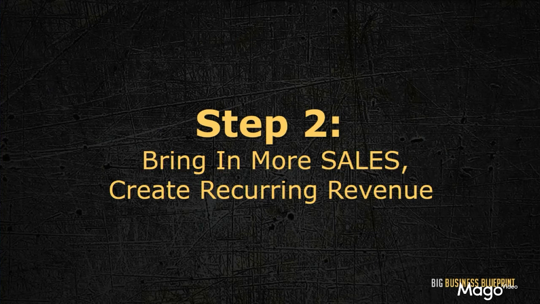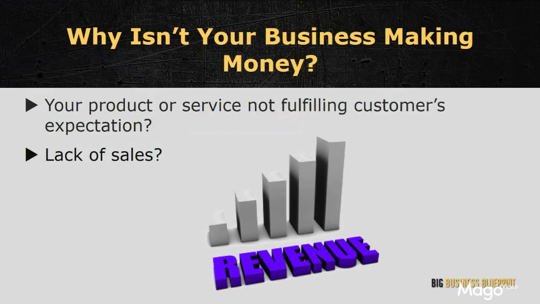Create recurring revenue. Why isn't your business making money? Is it because your products or services are not fulfilling customers' expectations? Or could it be lack of sales? If it is, hire a sales team and a marketing team. The sales and marketing team's aim is to bring in more revenue for the company, increasing the annual earnings of the company. Have a manager for each team to manage their progress, and each of them is to report to you on a weekly basis.